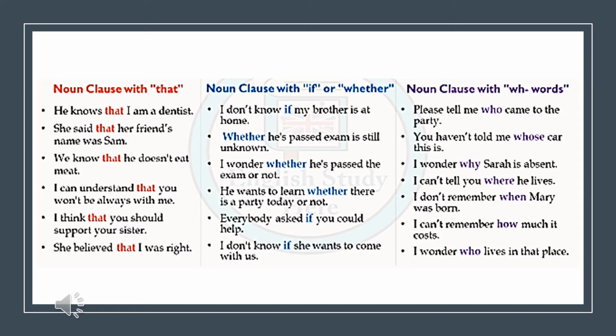Then we have if or whether. With these two, remember, it is to give the options: whether or not, if or not, right? The point is that, for example, he wants to learn whether there is a party today or not. If you use it with or not at the end, you can use if instead of whether, right? But not together. You cannot say, for example, he wants to learn if or not. That is the incorrect part. If or not together cannot be used.